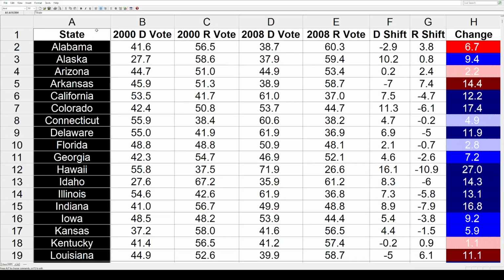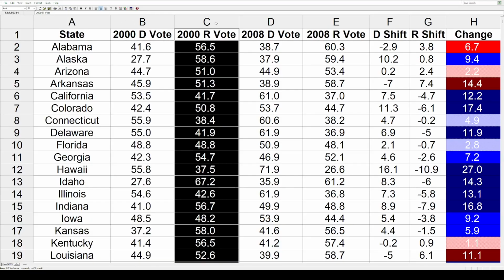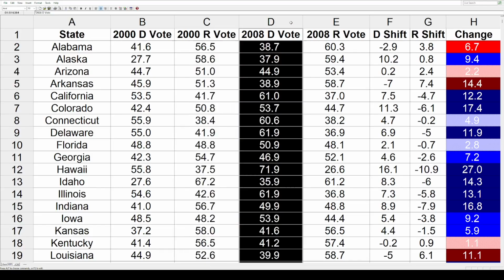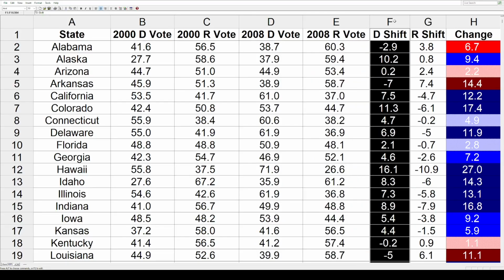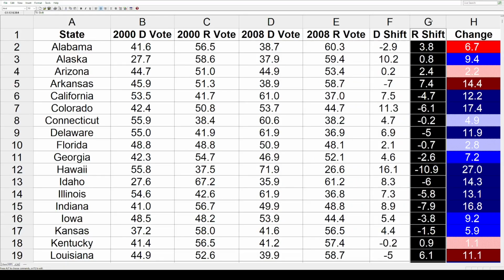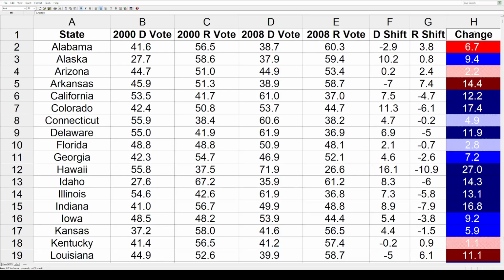The first column are the states. The second column, that's the 2000 Al Gore vote. Then we've got the 2000 George W. Bush vote. The next column is the 2008 Barack Obama vote, followed by the 2008 McCain vote. Then we have the Democratic shifts between those two elections, followed by the Republican shifts. And the last column is the net change between the two parties between the two elections. And then we've also got some shading. The darkest colors are 10 or more point shifts. The lightest colors are under 5-point shifts.